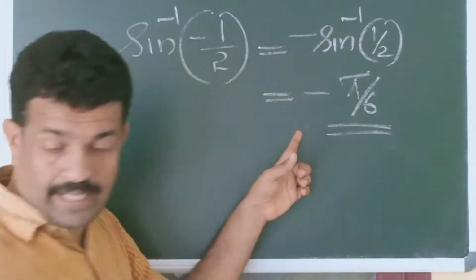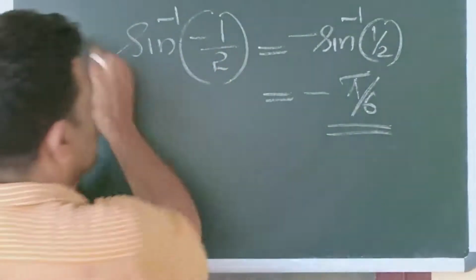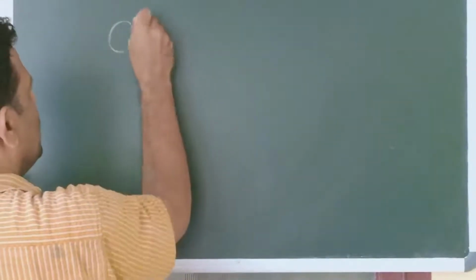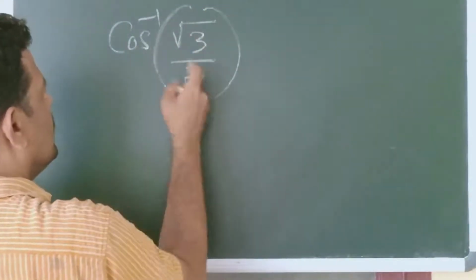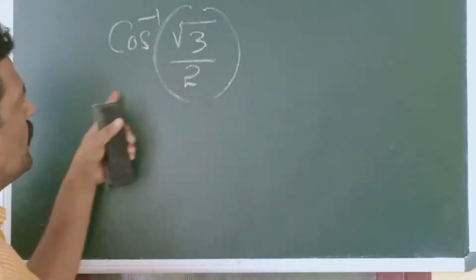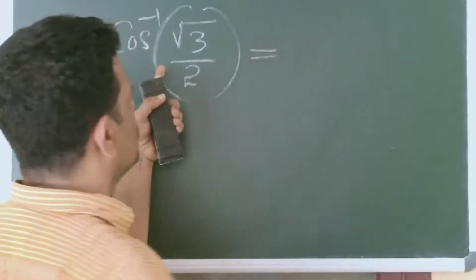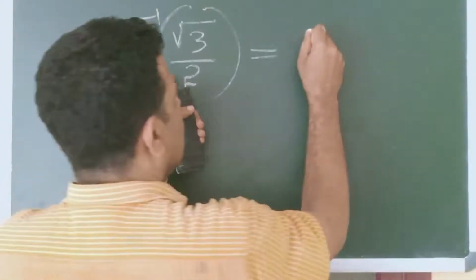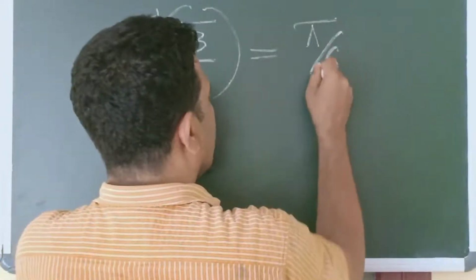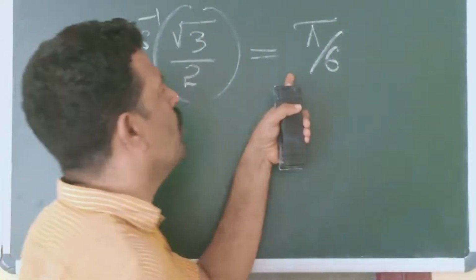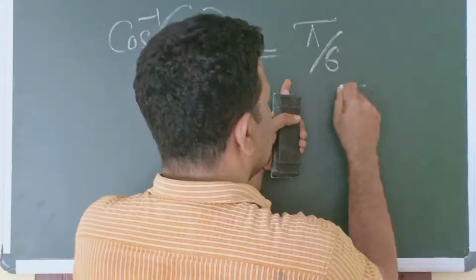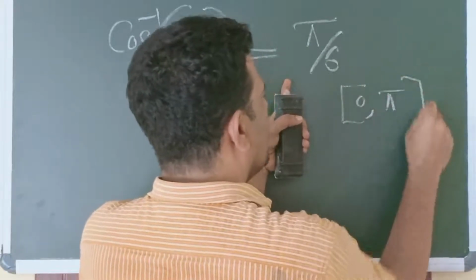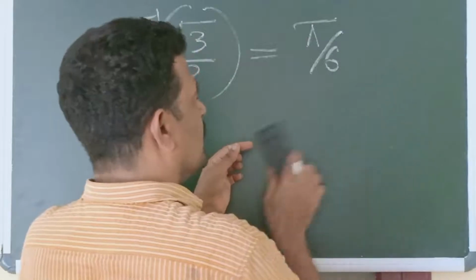Now, we can take the second question, that is cos inverse of root 3 by 2. Here we can see that this is a positive value. Therefore, we have to check the table. From the table, cos theta is root 3 by 2 means theta is equal to pi by 6. Therefore, we can write the answer directly. This is in the principal branch of cos inverse x, that is 0 to pi. Hence, we can take the principal value as pi by 6.